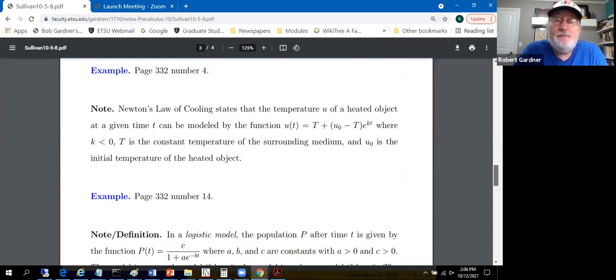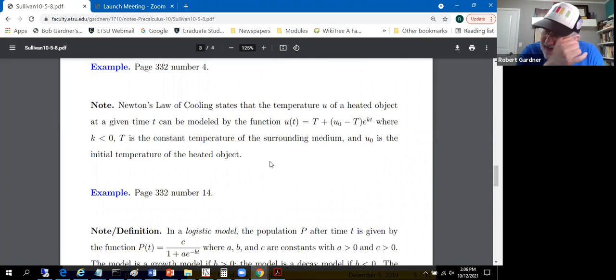Newton's law of cooling also involves an exponential function. It's a little bit different. Newton's law of cooling states that the temperature U of a heated object at a given time t can be modeled by the function U of t equals capital T plus U sub 0 minus capital T, parentheses, e to the kt, where k is less than 0. Capital T is the constant temperature of the surrounding medium, ambient temperature it's usually called, and U sub 0 is the initial temperature of the heated object.